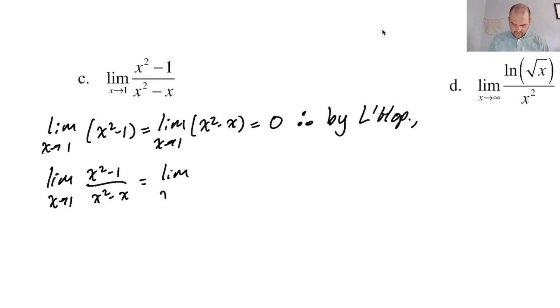Equals the limit as x approaches 1 of, use L'Hopital's rule. Got to take the derivative of the top, derivative of the bottom, see what that does. 2x over 2x minus 1. Okay, so if we let x approach 1, if we just substitute 1, we get 2 divided by 1, so we get 2. And that's it.